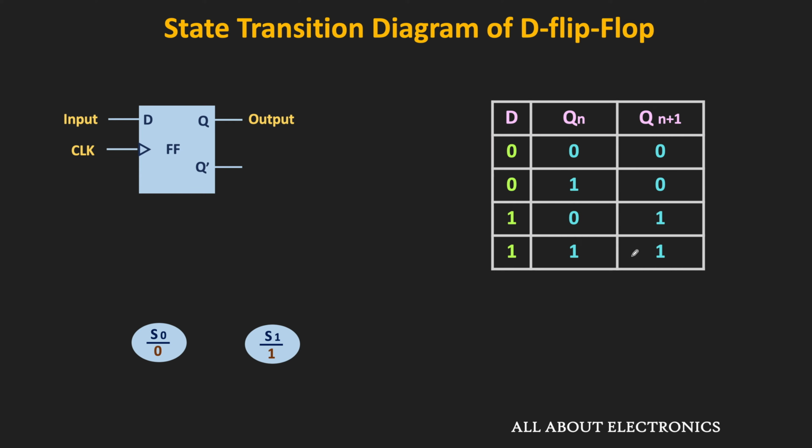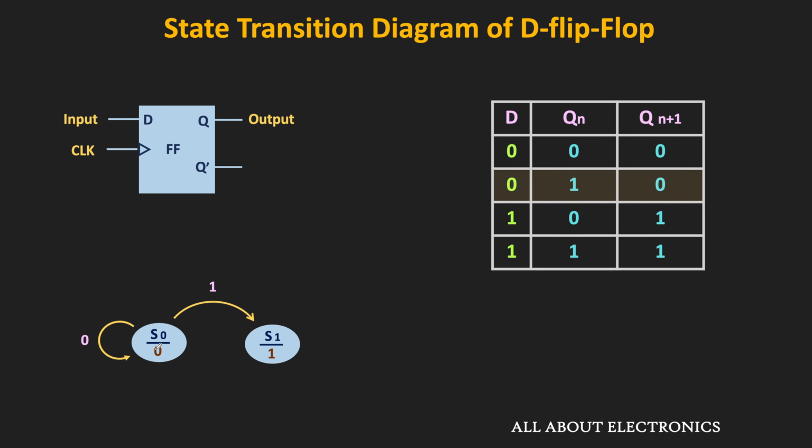So currently, if the output of the flip-flop is 0 and if the D input is equal to 0, then it will remain in the same state, and therefore its output will also remain 0. On the other hand, in the same state, if the input is equal to 1, then the output will also become 1 and it will do a transition from S0 to S1 state.